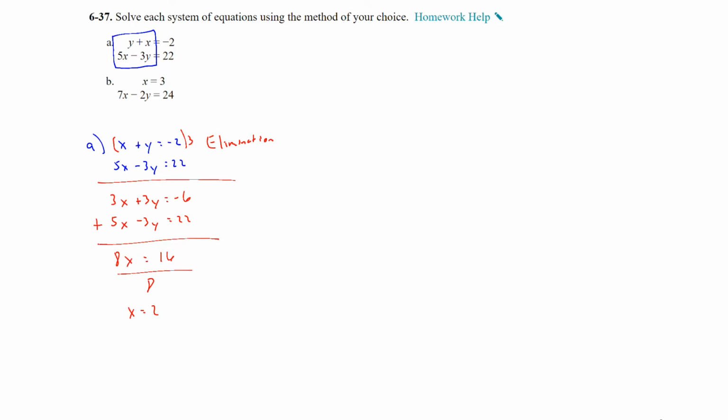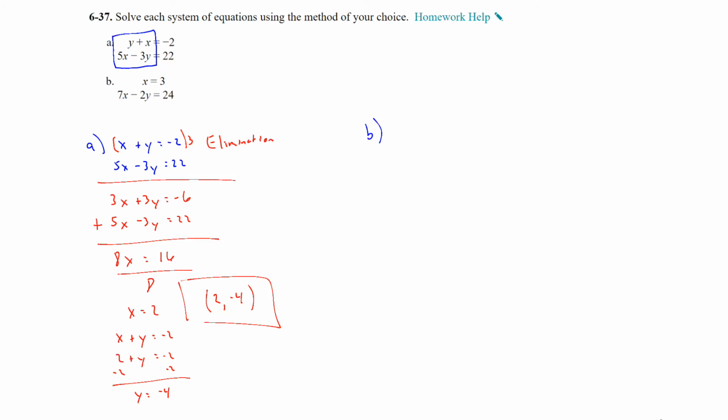And then you can plug that back into the first equation. So if x is 2, we subtract 2 from both sides, and we get y is equal to -4. So the solution, remember, we want the solution, which is the intersection of the two lines, is (2, -4). And we could check that if we wanted to by plugging things back in.